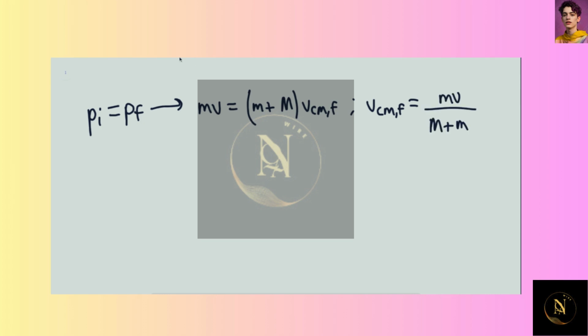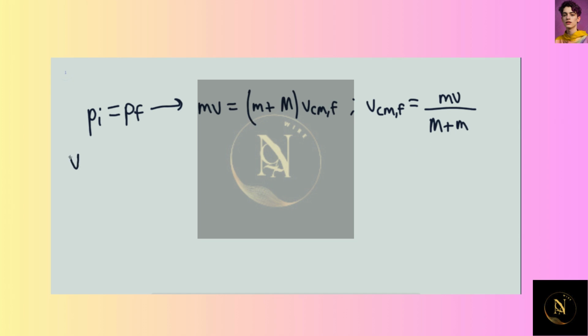We can apply the conservation of linear momentum here first and say that P initial equals P final. And so this would give us mv equaling the sum of the masses times the velocity of the center of mass final. And so the final velocity of the center of mass would be equaling mv over the sum of the masses. Of course, here capital M would be the mass of the thin rod, and then lowercase m would be the mass of the clay ball.